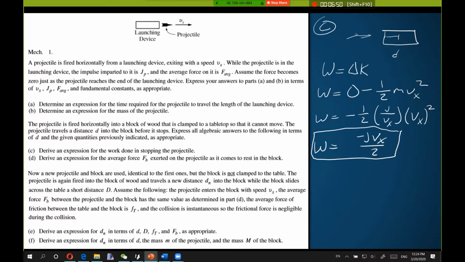Then part D. Do I have an expression for the average force on the projectile as it comes to rest in the block?